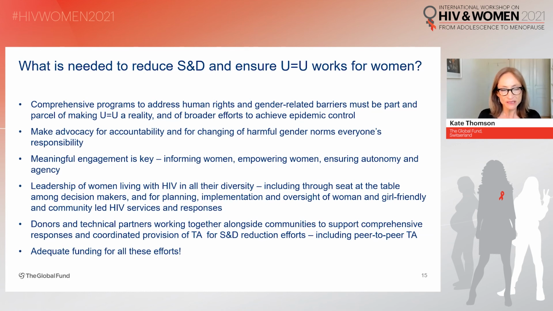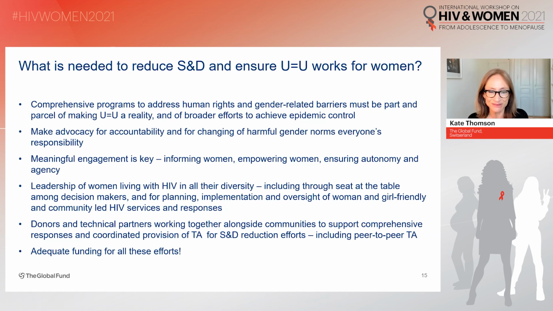We also need to make advocacy for accountability and advocacy for changing of harmful gender norms everyone's responsibility. The burden should not just lie on women's shoulders. Meaningful engagement is also key, informing women, empowering women, ensuring autonomy and agency. And leadership of women living with HIV in all their diversity is another essential element, beyond just lip service, because sadly we often hear this being spoken about without the principle actually being put into practice. We need leadership at all levels in planning and implementation and oversight of HIV responses, including but not limited to women and girl-friendly and community-led HIV services and responses.